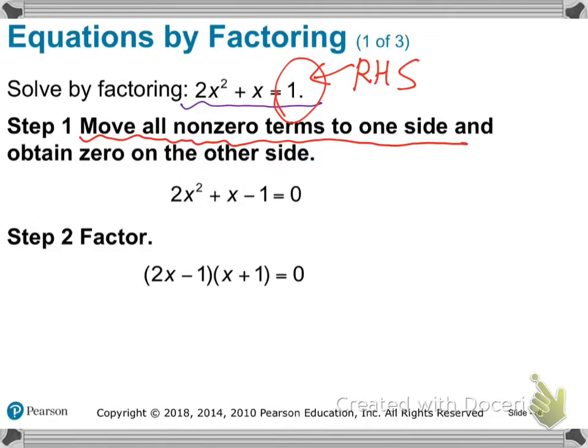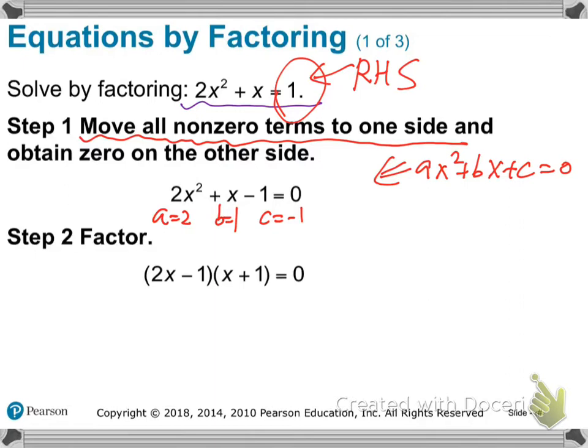So what is a here? a is 2. What is b? b is 1 because this is 1x, and c is -1. So you have to change any given quadratic equation to ax squared plus bx plus c equals 0. Change it to this general form and then factor it.